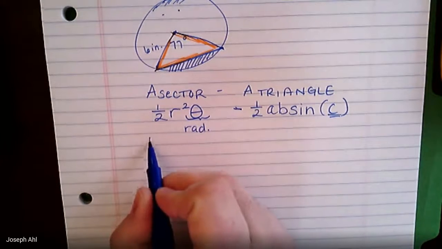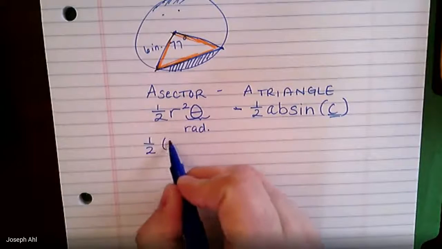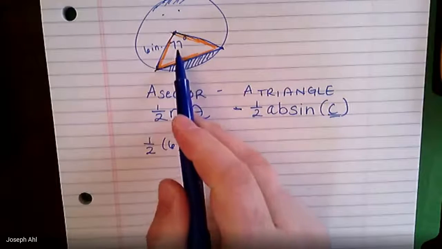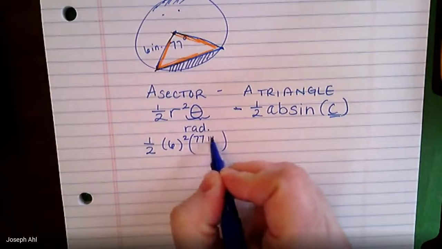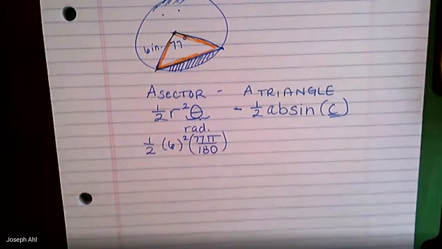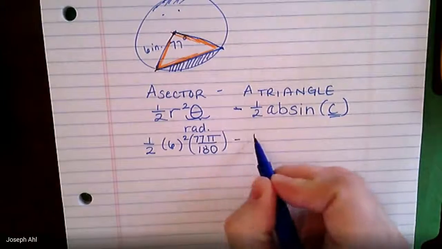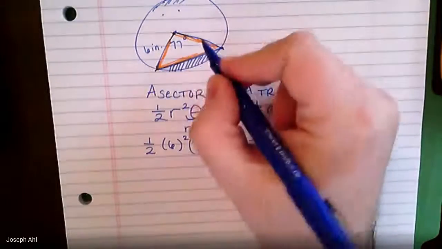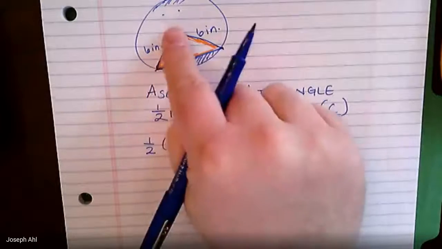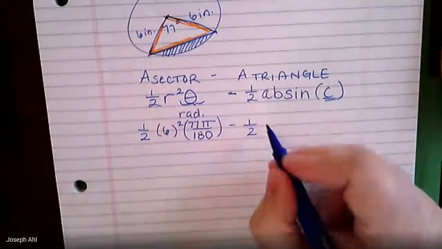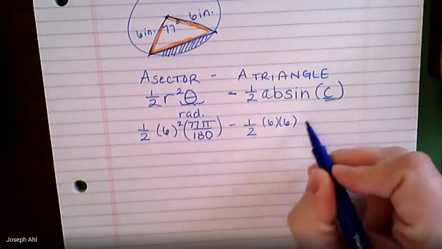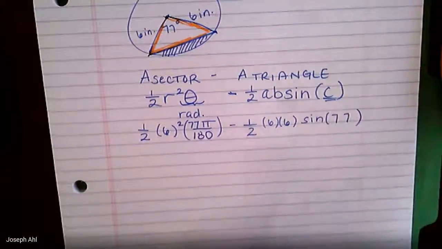So I'm going to do, first of all, 1/2 of the radius, which is 6 squared. We can quickly convert 77 degrees to radians by multiplying by pi over 180. I don't think that reduces, but even if it did, it wouldn't matter, because I'm just going to get to the calculator. And it does say in the question, find to the nearest tenth. Minus 1/2 of, well, we have side angle side going on here, because this would also be 6 inches in that radius. So it would be 1/2 of 6 times 6. And then at the end, sine 77.